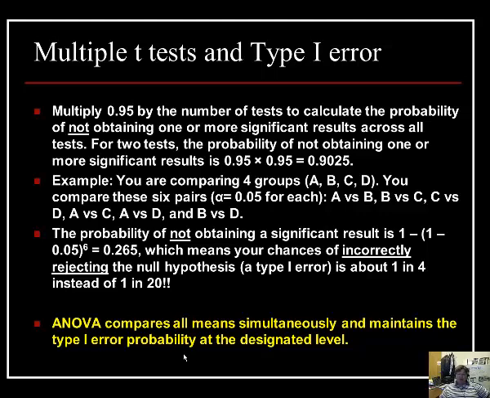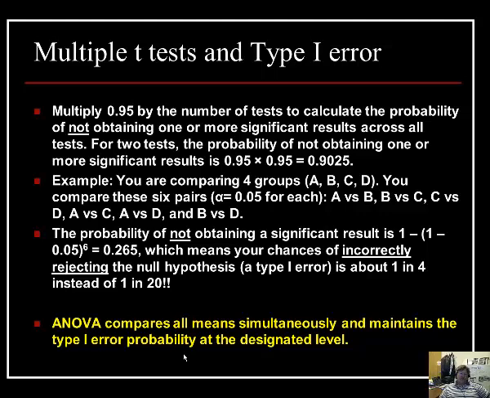So if we were comparing 4 groups, A, B, C, and D, we would have 6 of these pairs, 6 separate t-tests to run, and you can see those listed there. So therefore that increases the chances of incorrectly rejecting the null, which is a type 1 error. So instead of that being 1 in 20, it could actually be 1 in 4.